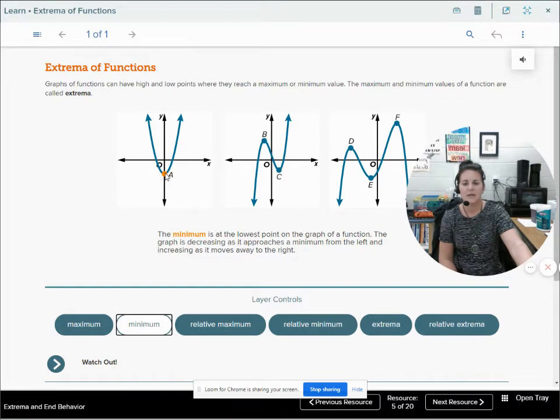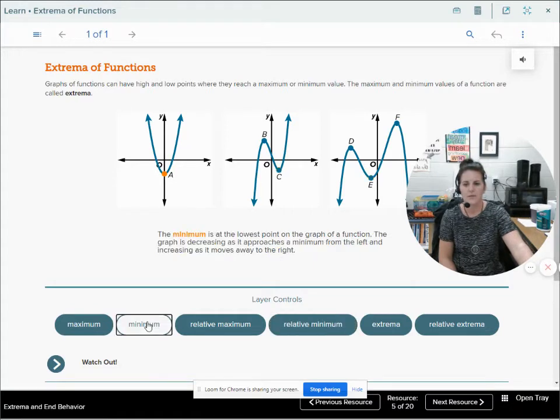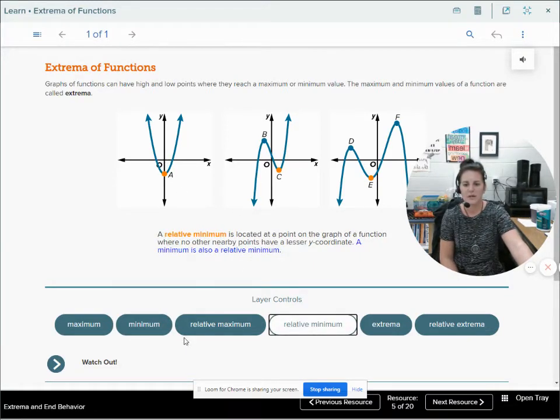This is considered a minimum, but C and E are not necessarily considered minimums because there are lower points on this graph. All of these going down forever over here are lower than point C. Same thing with point E. All of these on either side are lower than E, but E and C are called a relative minimum because the points on either side of them are lower. So A is a minimum. A is also considered a relative minimum.